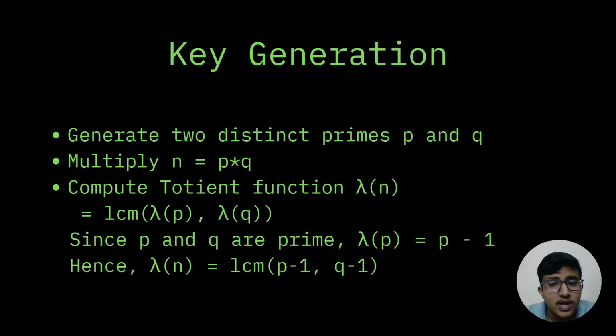We then compute n, which is the product of p and q, and then calculate the totient function represented by lambda or phi. Lambda of n is the LCM of lambda of p and lambda of q, and since p and q are primes, lambda of p is nothing but p minus 1, so our phi or lambda of n is the LCM of p minus 1 and q minus 1.